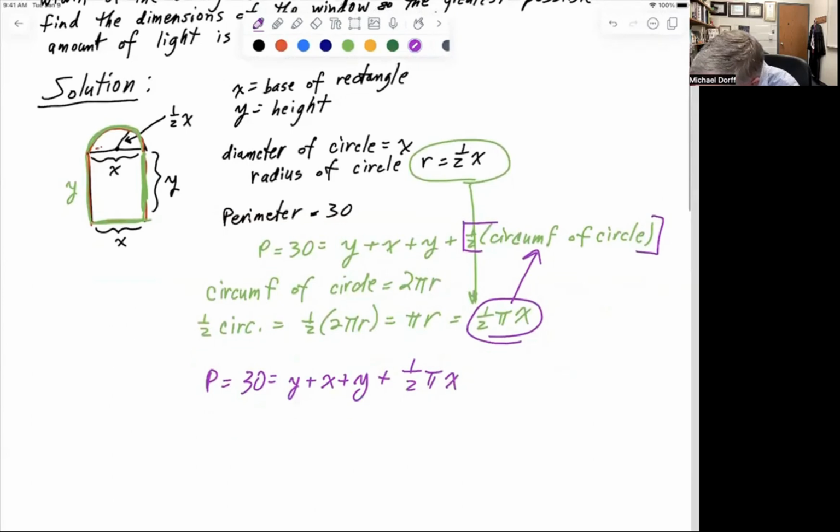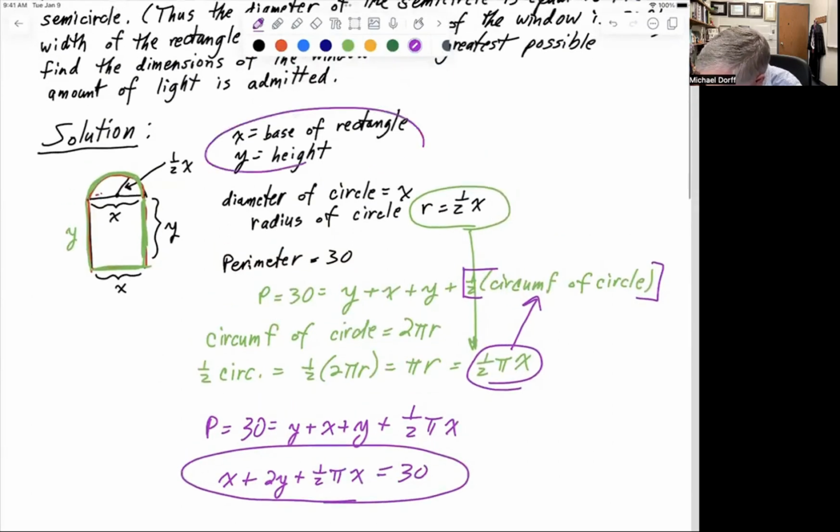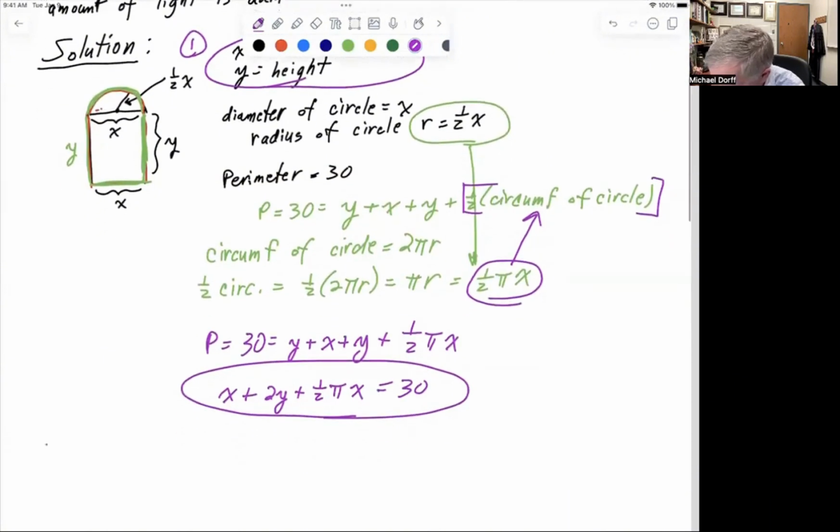And I can simplify that, right? Combining the y's together, I'm going to get x plus 2y plus 1/2 pi x, and that's going to equal 30. So this is going to be my equation I have, and I've got my variables. And for me, that's step one in solving these optimization problems.